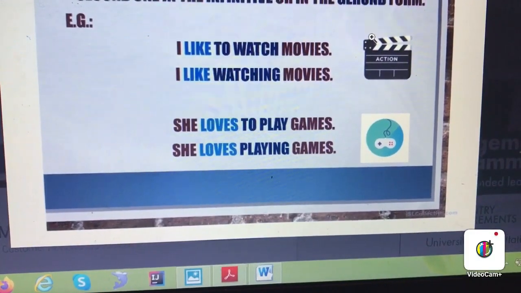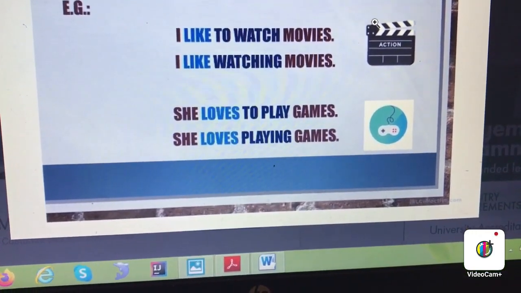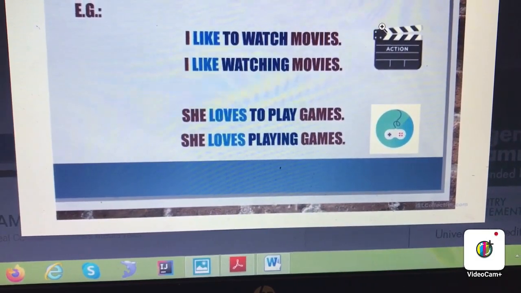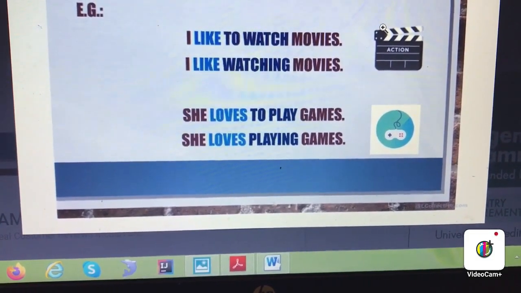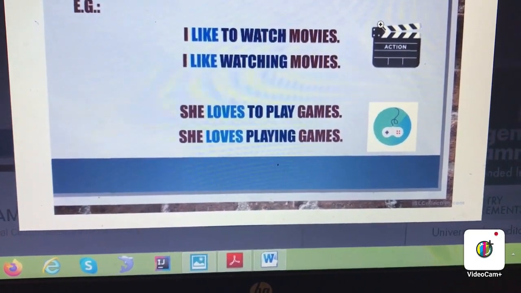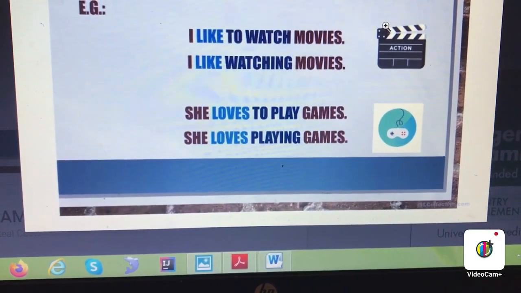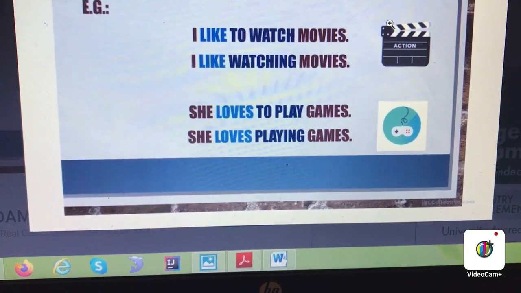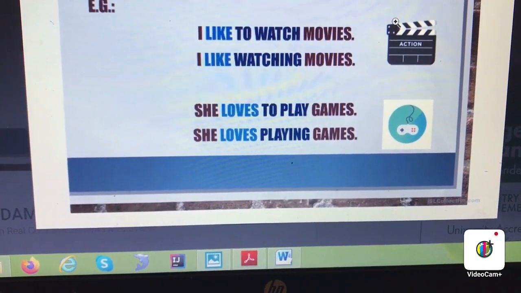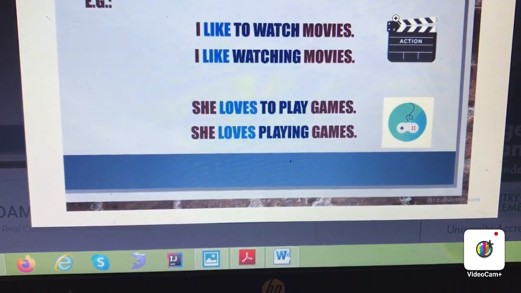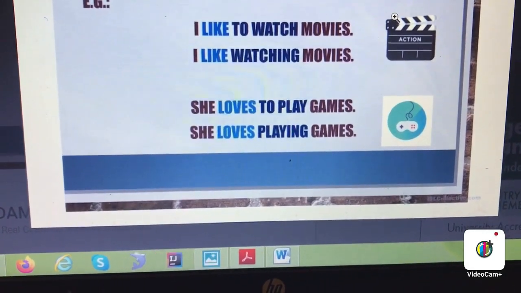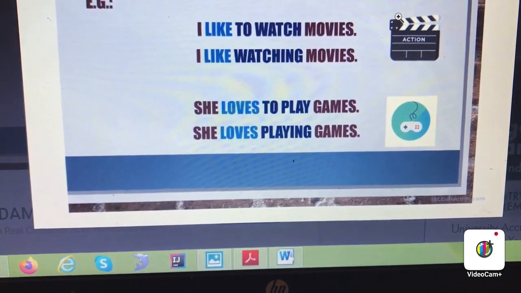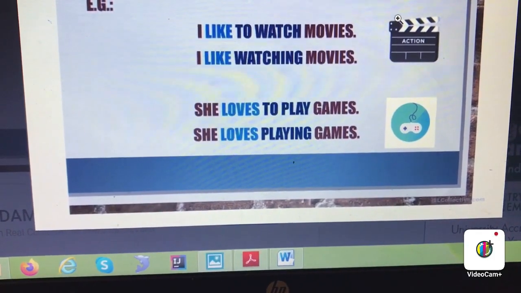For example, let's check this. I like to watch movies. I like watching movies. Both these sentences have the same meaning, but we are using an infinitive in the first one and a gerund in the second one. Both are acting as objects. In the next one, she loves to play games. She loves playing games. Again, we are having an infinitive and a gerund as an object. They both have similar meanings, only the usage is different.